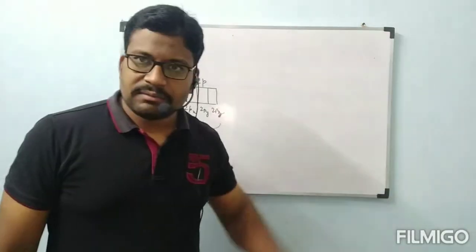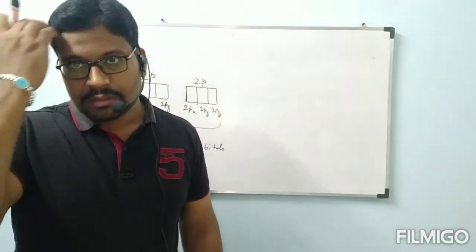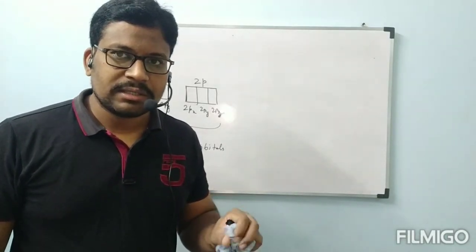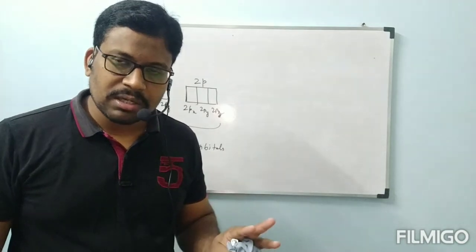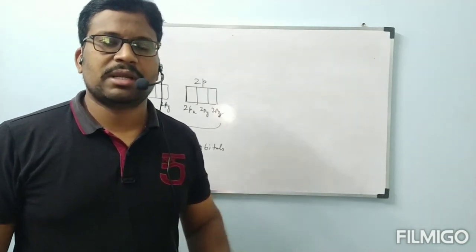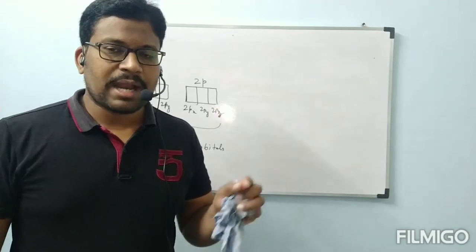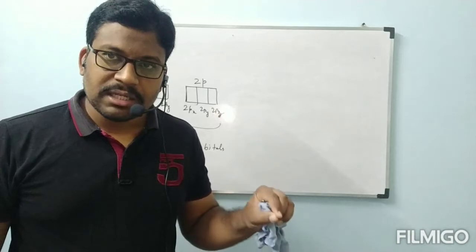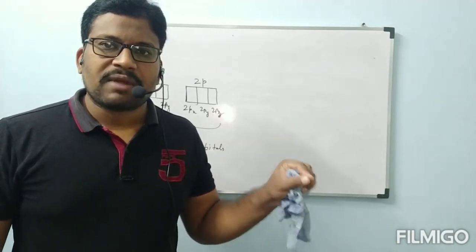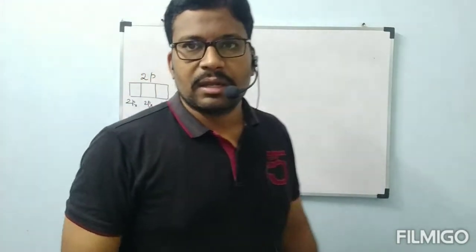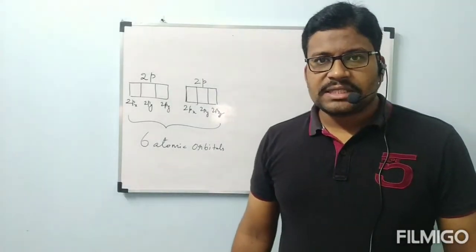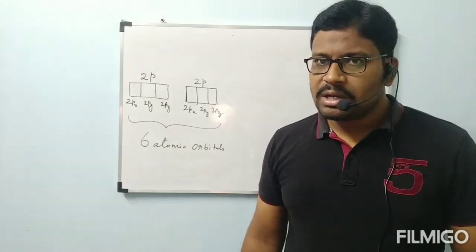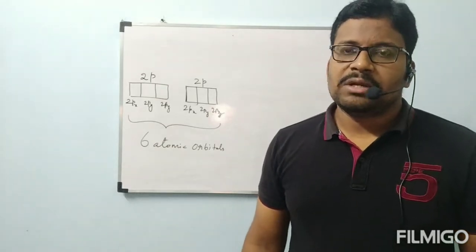6 atomic orbitals should form 6 molecular orbitals. Out of 6 molecular orbitals, 3 are bonding molecular orbitals and 3 are anti-bonding molecular orbitals. Every time, the number of bonding and anti-bonding molecular orbitals will be the same. The number of bonding molecular orbitals will be equal to the number of anti-bonding molecular orbitals. So 6 atomic orbitals form 6 molecular orbitals, of which 3 are bonding and 3 are anti-bonding.